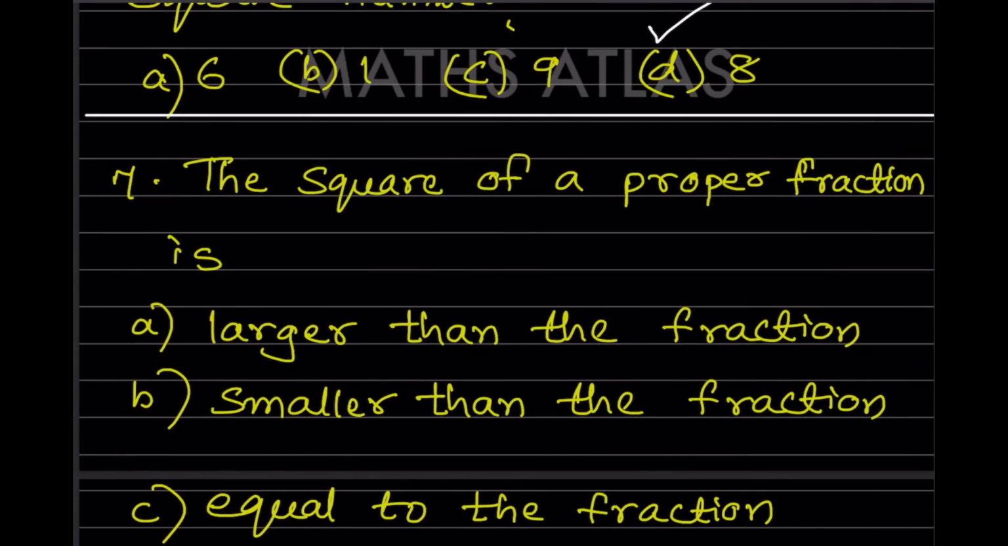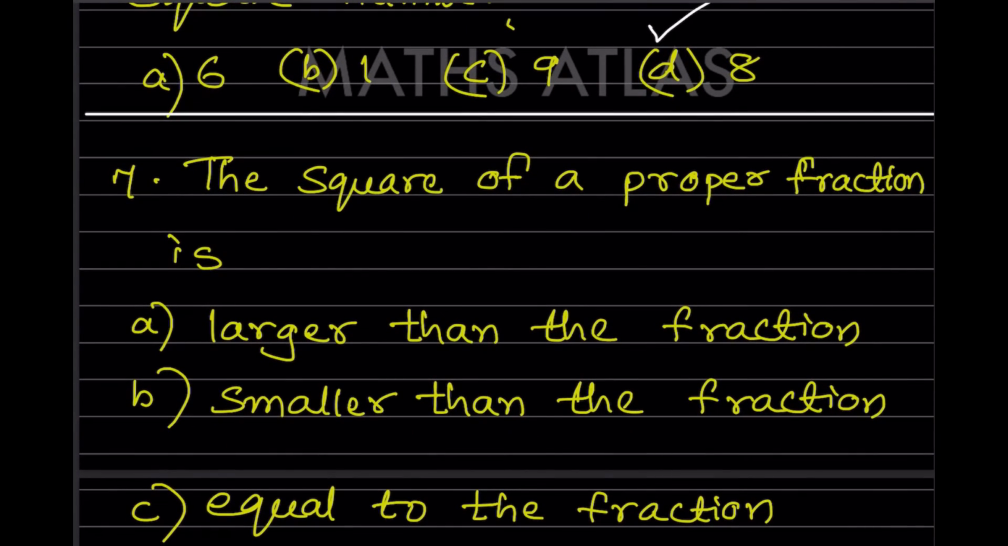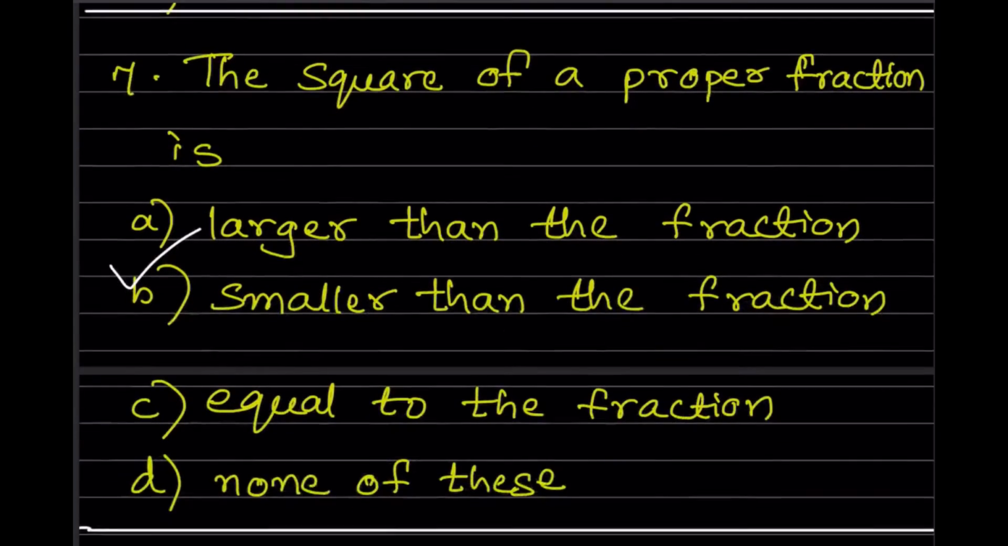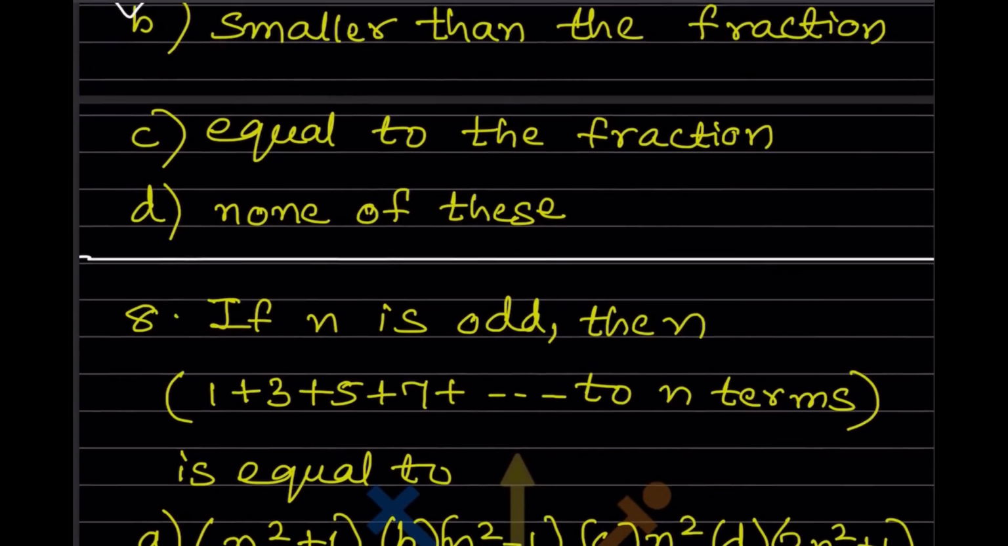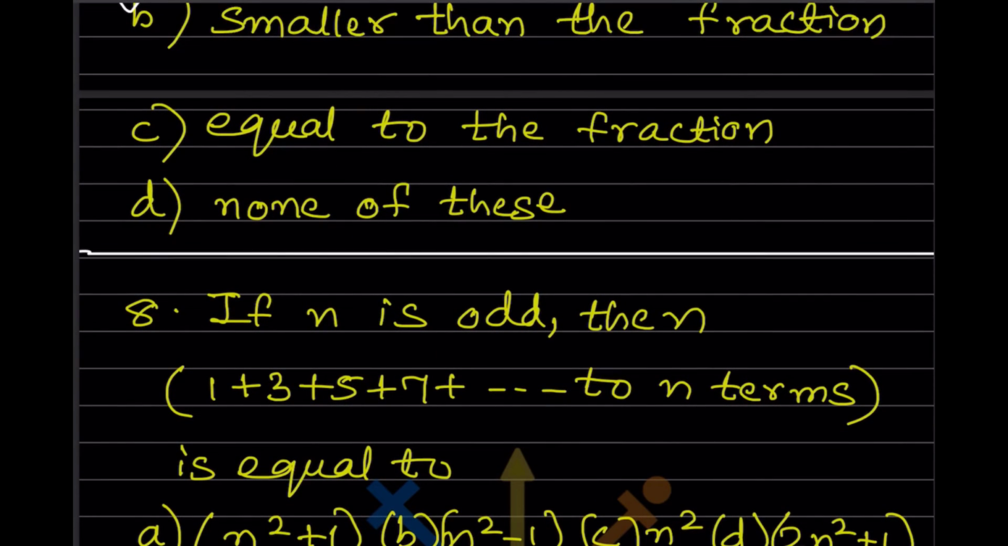The square of a proper fraction is actually always smaller than the fraction. So the option is B. Now here, if n is odd, then 1 plus 3 plus 5 plus 7 to n terms is going to be equal to n square.